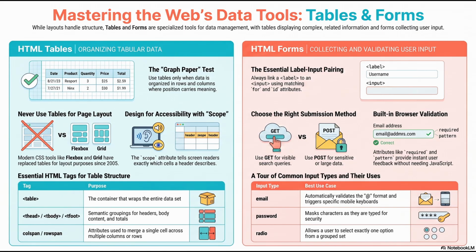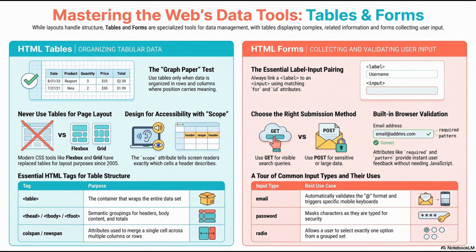You use tbody for the core data rows, and tfoot for summary rows, like, say, the total line on a receipt. And there's a functional browser benefit to that grouping, isn't there? Like if I print a massive financial report that spans 10 pages. Yeah, the browser is smart enough to take whatever's inside that head tag and automatically repeat it at the top of every single printed page. Oh, that's incredibly useful. It is.